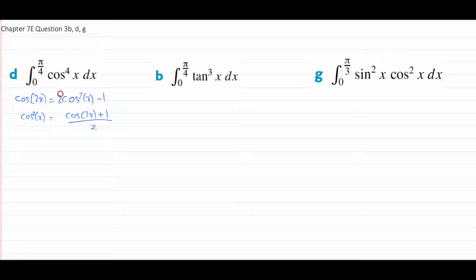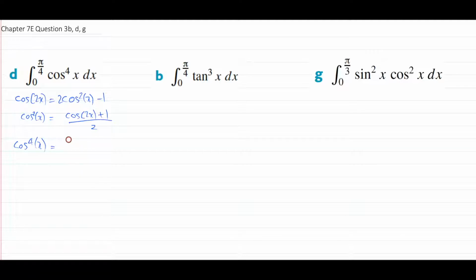The problem with this one now is it's cos to the power of 4. We only have cos squared. So it's only logical that if you want to get cos to the power of 4, you square both sides again. Because if I square the left-hand side, square over square is 4. And therefore, yes, that's fine. I'm just going to square the right-hand side as well.